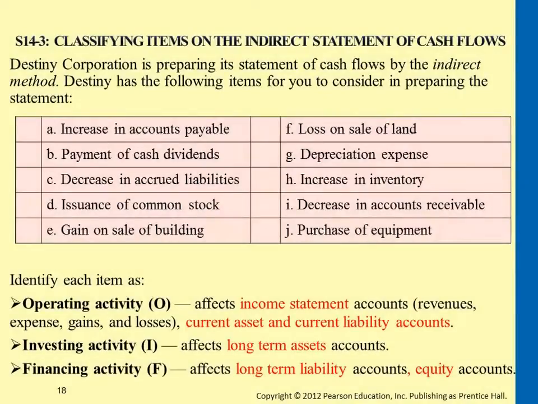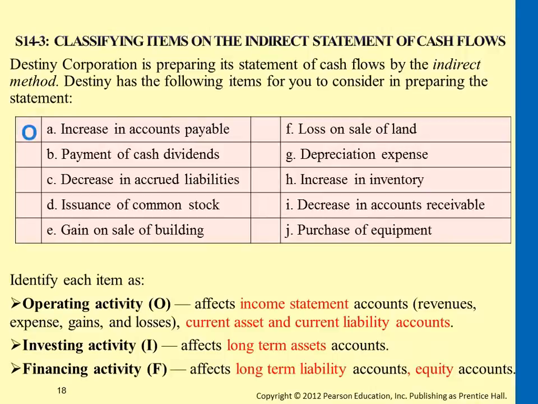Okay, let's do the very quick classification together. You see A through J, these different activities. If I were asking you to categorize these into operating, investing, financing, these three types, which one would you call A? A would be in operating activities because accounts payable is a short-term liability account, right?